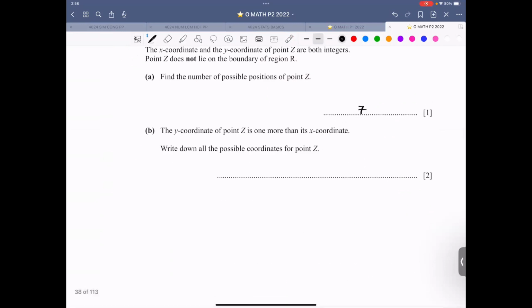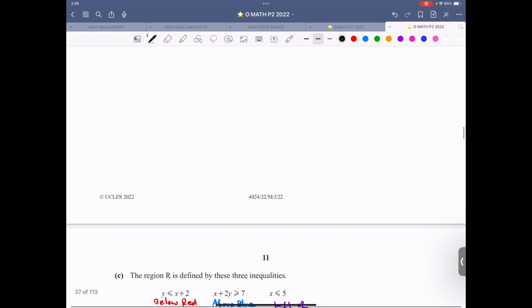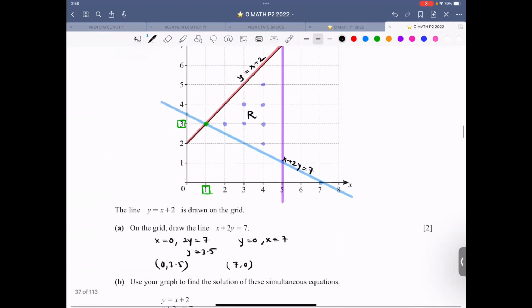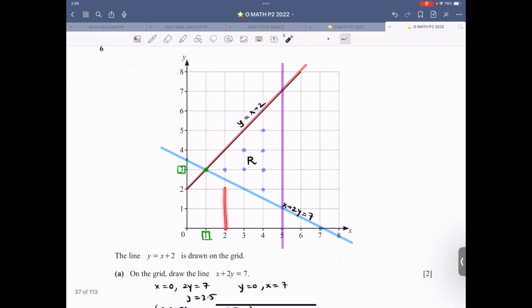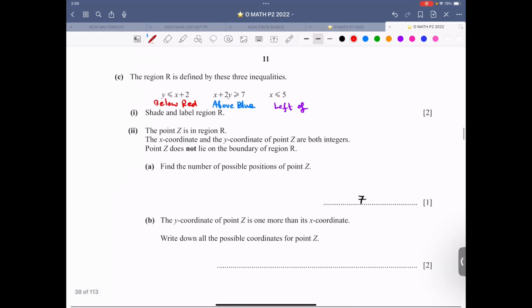The y coordinate of point Z is 1 more than its x coordinate. Write down all the possible coordinates for point Z. So now out of these, the y coordinate is 1 more. All you have to do is read it. This is (2, 3), so the y coordinate is 1 more. Okay, this is a possibility. Let me mark it. And then this is (3, 4). Yes. And I think it should be the 1. This is (4, 5). The others are equal or lesser. So there are 3 points that I've marked in red.